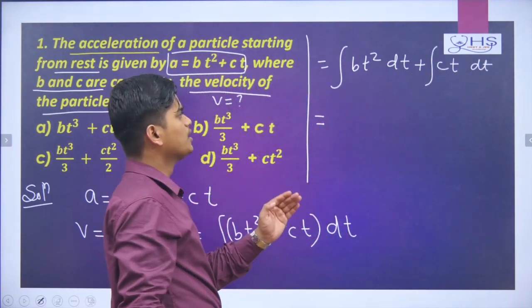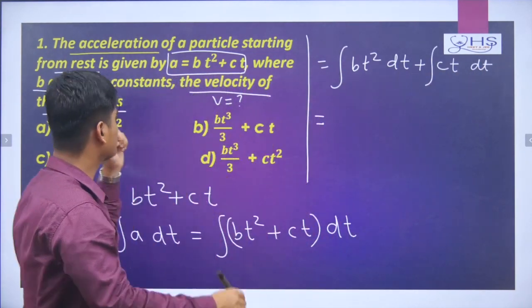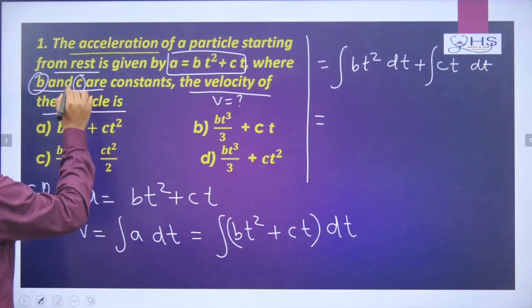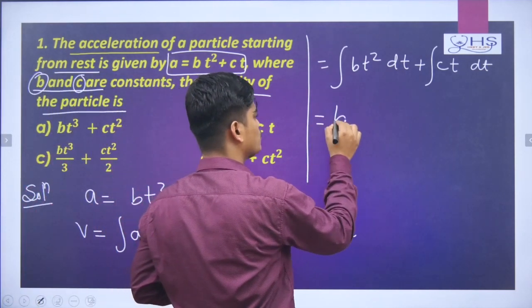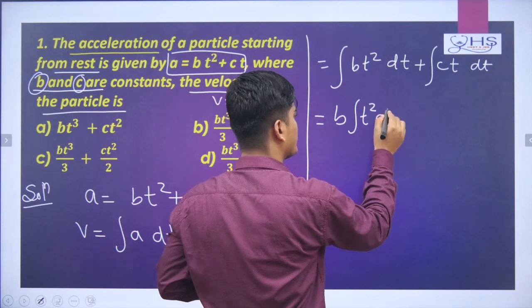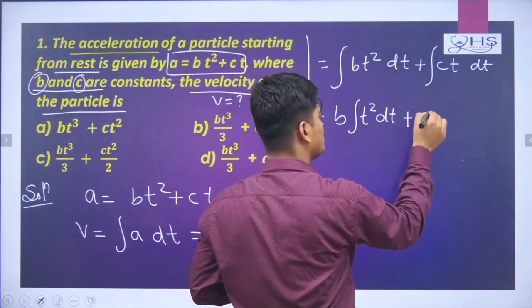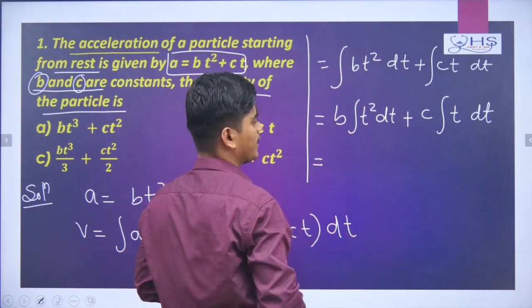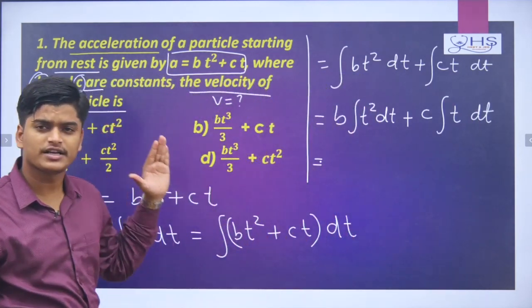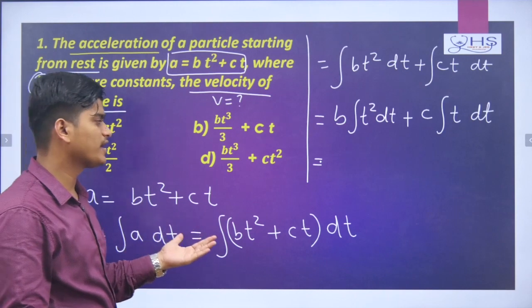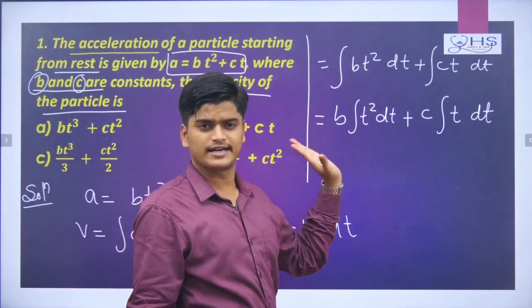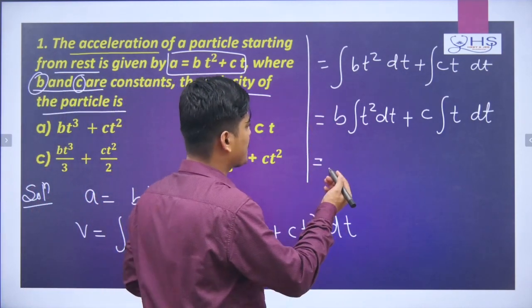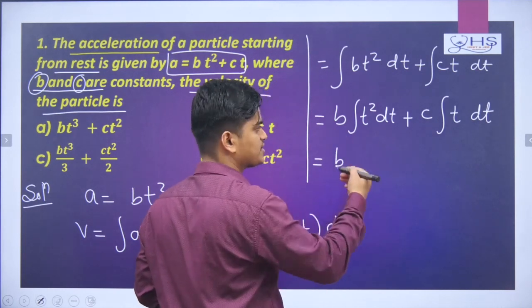Now here see, this b is a constant, it is mentioned also, b and c are what? Constant. So this b you can take out, then integration of t square dt you can put, plus c you can take out, integration of t dt you can write. Okay. Now see, this is the first question, that's why I am doing step by step, but sometimes by watching itself I can write answers directly. But as the first question I am solving, I am doing everything step by step.